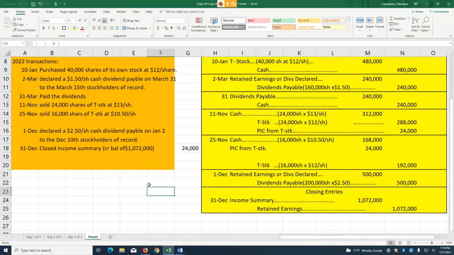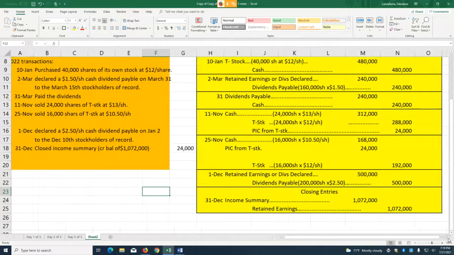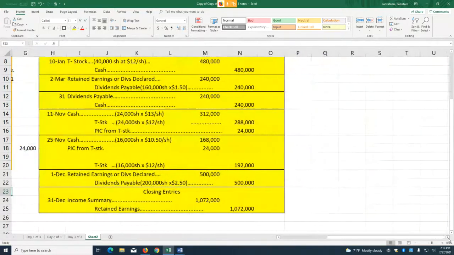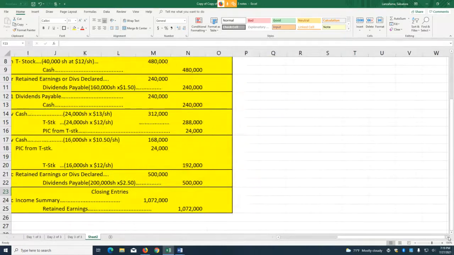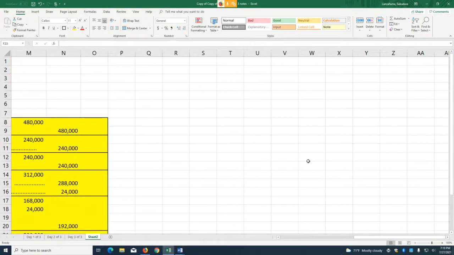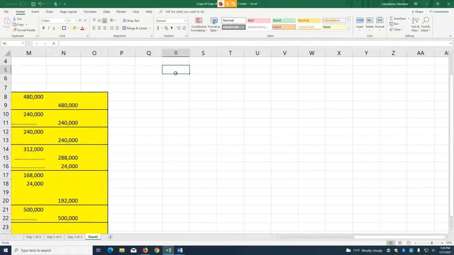So let's see if we answered the questions in the requirement. Requirement number 1, prepare journal entries to record each of the transactions. Check. Prepare a statement of retained earnings for the current year ended December 31st. Okay, so let's take a look at that. I think I'm going to go all the way over here for a quick second and just do a quick little review.